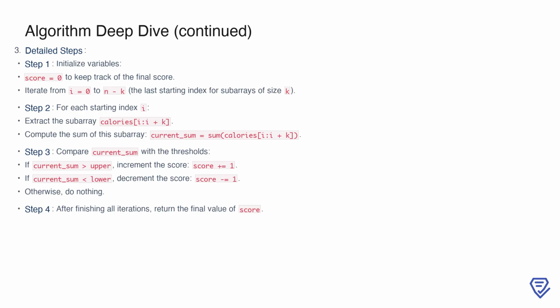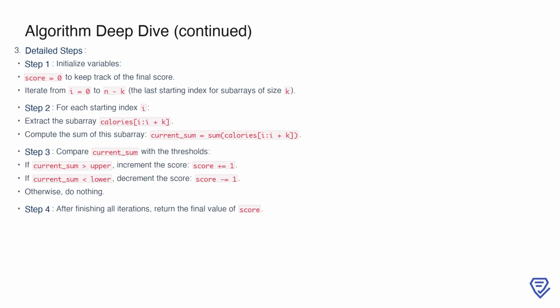First, initialize the score to 0 as it will store the final result. Then, iterate through the array from the starting index i equals 0 up to n-k, which is the last valid index for subarrays of size k. For each starting index i, extract the subarray of size k using calories[i:i+k], and calculate its sum. This sum, referred to as current_sum, is then compared to the lower and upper thresholds.